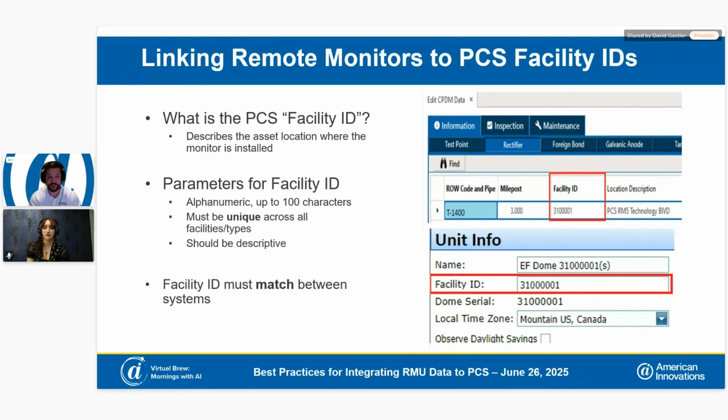So a facility ID is just a description that allows you to describe where a particular facility lives. The focus is not on the rectifier make and model, which may change over time. It's not the RMU itself, but the geographic location where that rectifier lives. And then you're attaching a remote monitor to that.